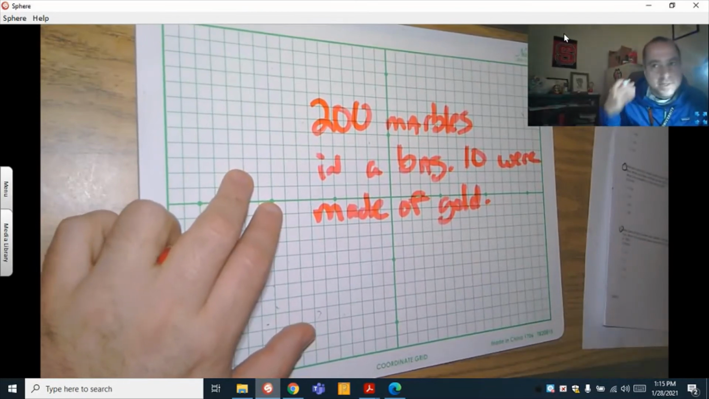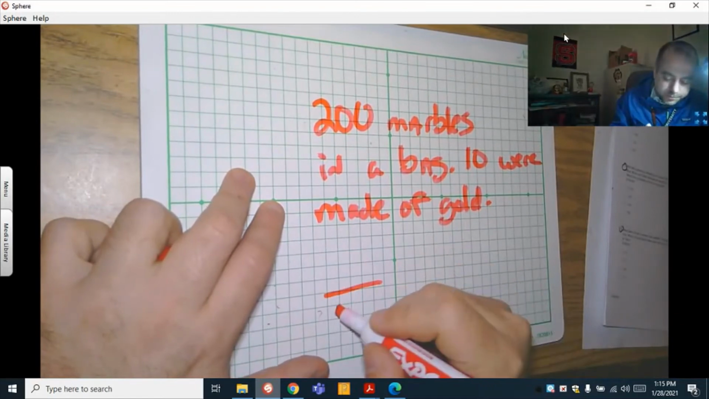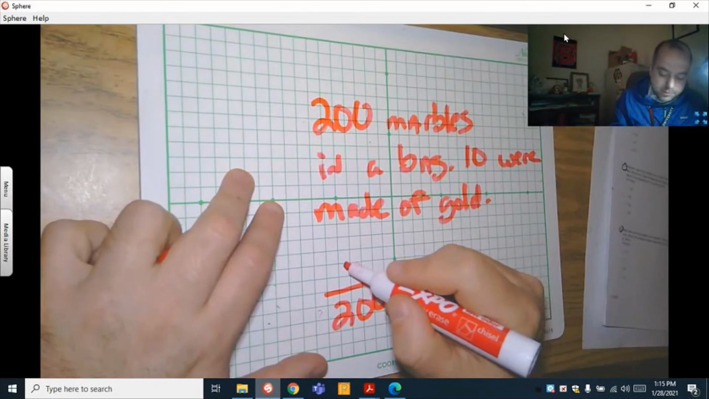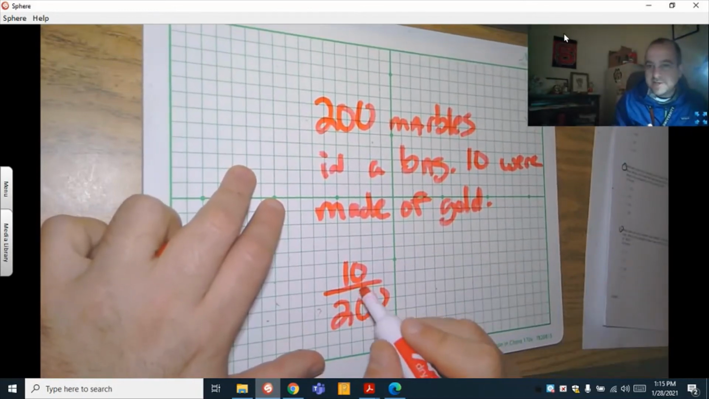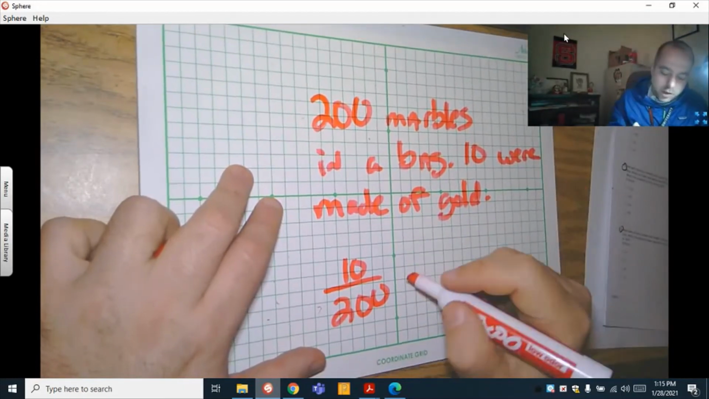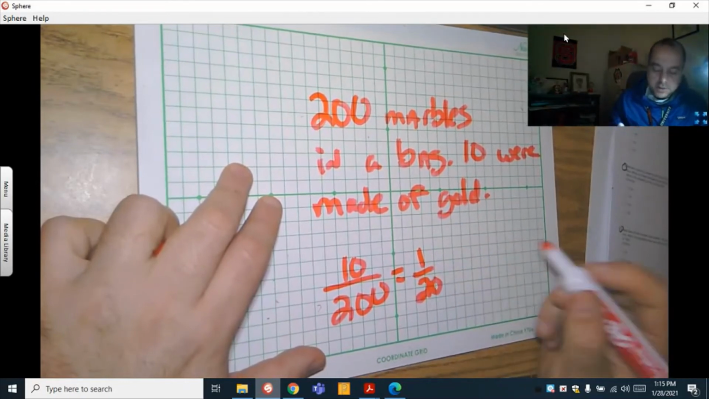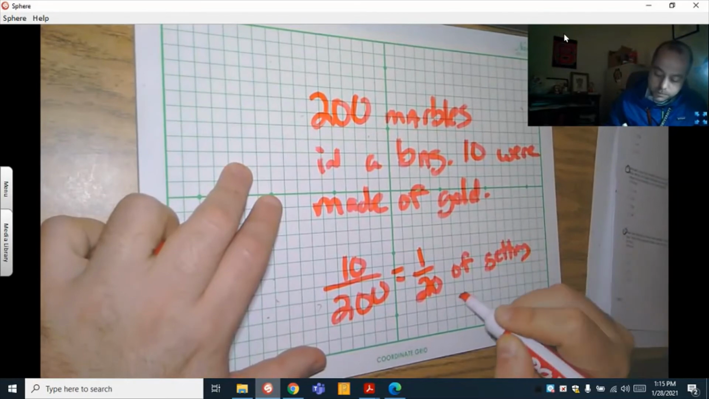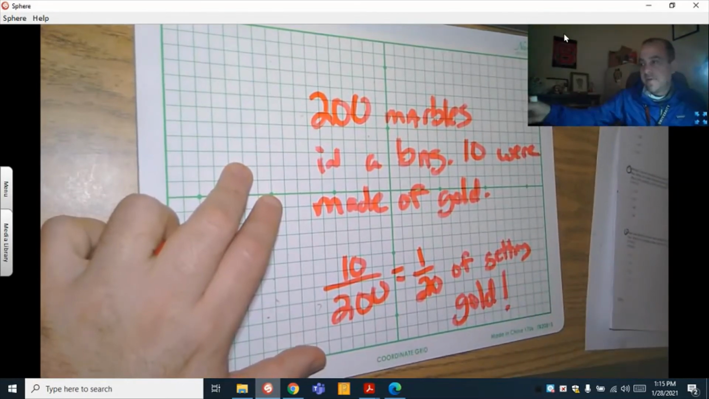Well, this one's as simple as it seems. There's 200 total marbles. How many are gold? 10. All right, so the answer, you have a 10 in 200 chance of getting a gold marble out. Of course, we would simplify this to a 1 out of 20 chance of getting gold. Okay? 1 in 20. Not too bad for gold, right?